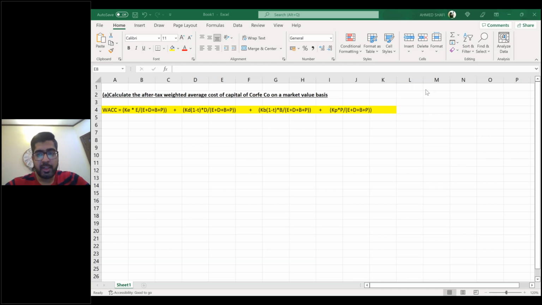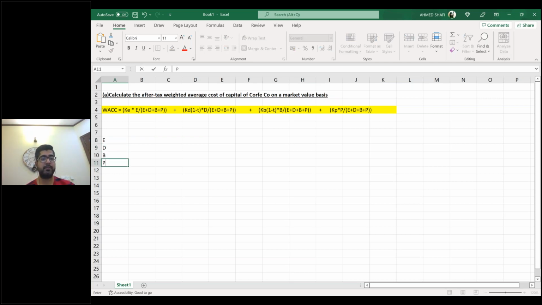Now, once you have made the equation, step 1 is over. Now you must go towards step 2: calculate the required variables. What variables do you need? Look at the equation. You need E, D, B, T. You need these 4.